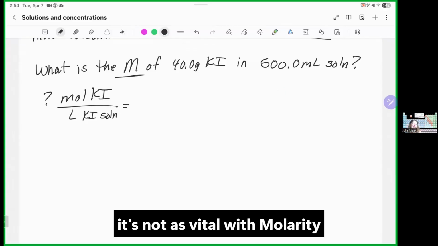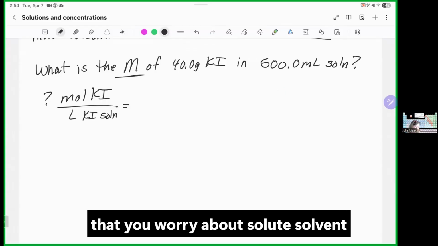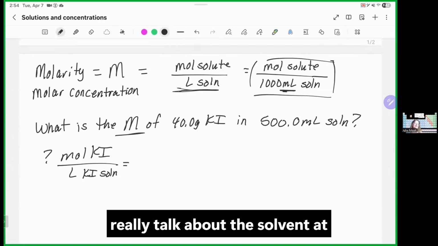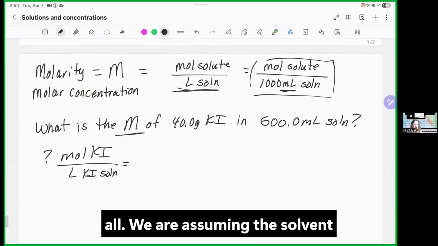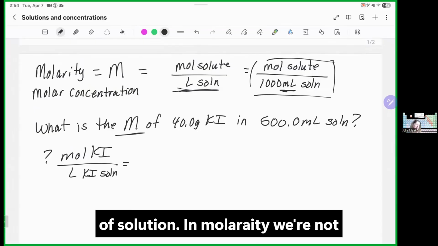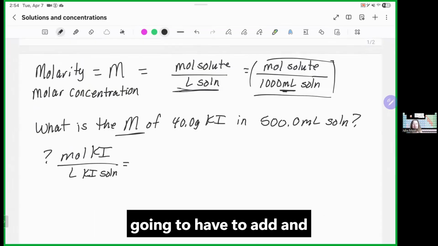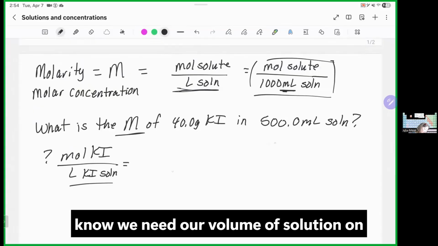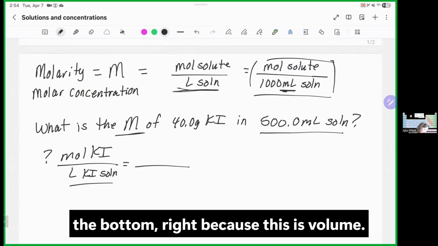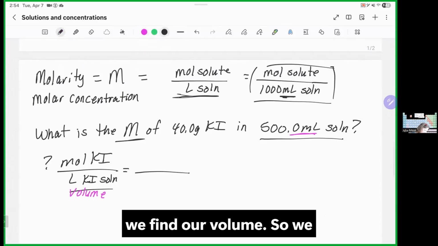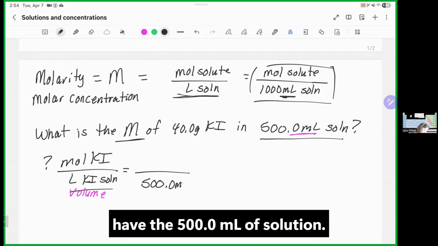Okay, so it's not as vital with molarity that you worry about solute, solvent, and solution, because molarity doesn't really talk about the solvent at all. We are assuming the solvent is water. There is enough there to give us a total volume of solution. In molarity, we're not going to have to add and subtract water. So this is just that KI solution. We know we need our volume of solution on the bottom, right? Because this is volume. So we have the 500 mils of solution.